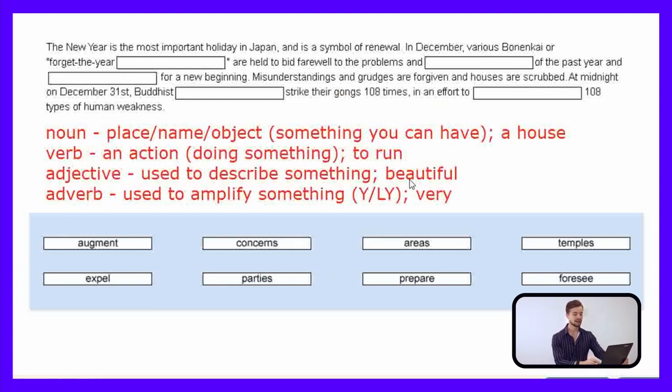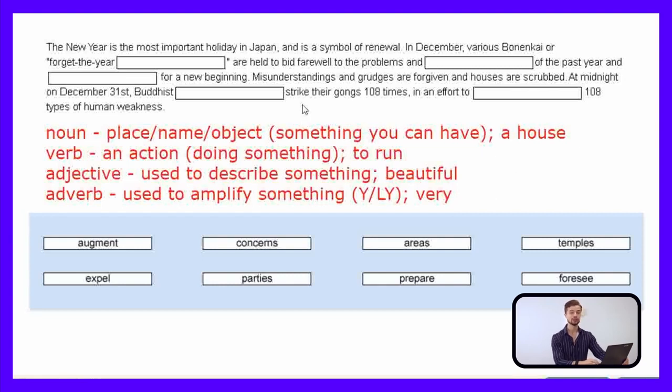Forget the year houses are held. Can I hold a house? Not logically, but grammatically. Can I hold a pen? Yeah, so I could have a noun, okay? Forget the year running are held. No. Forget the year beautiful are held. No. Forget the year very are held. No. So we know that we're going to look for a noun.